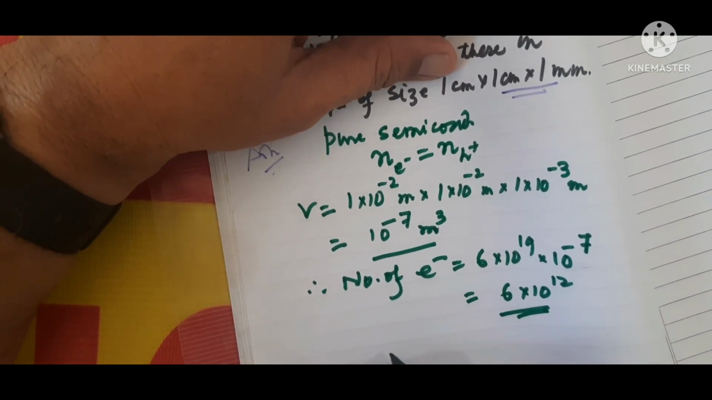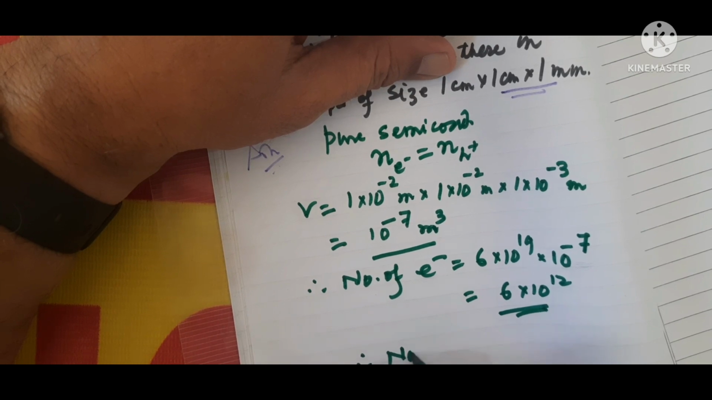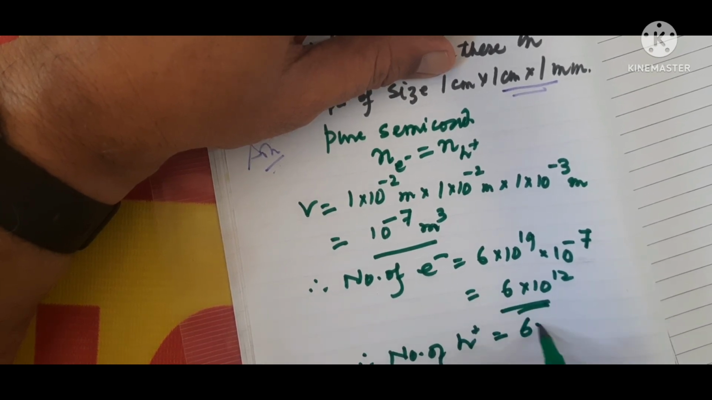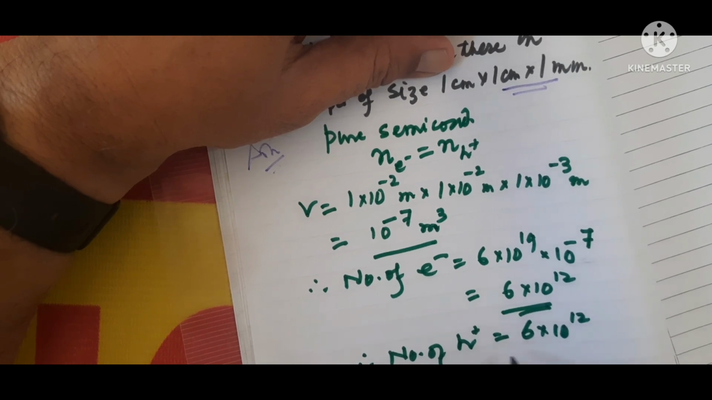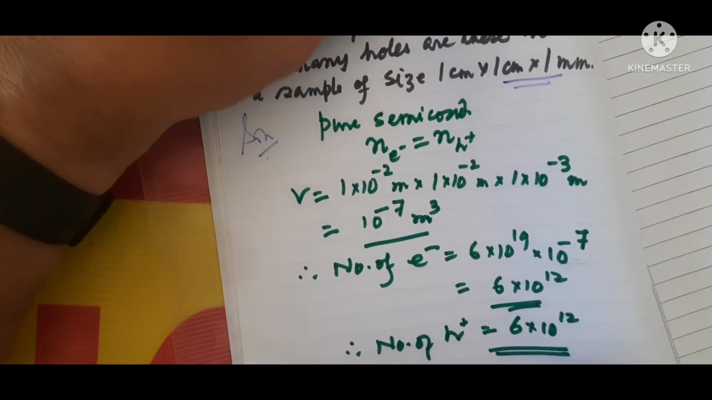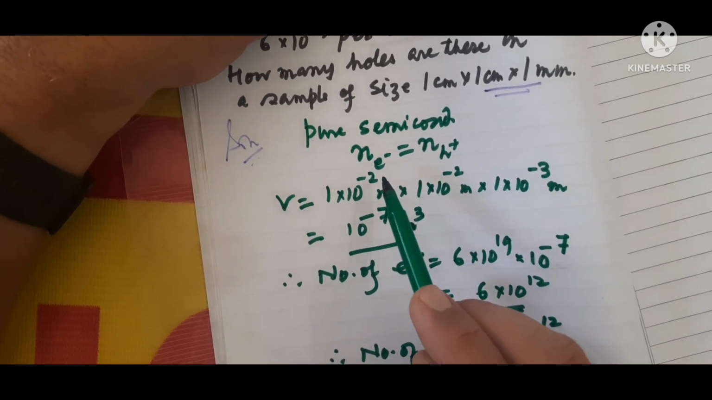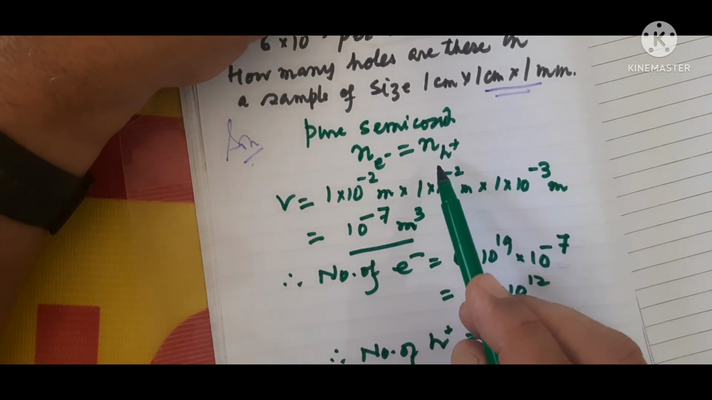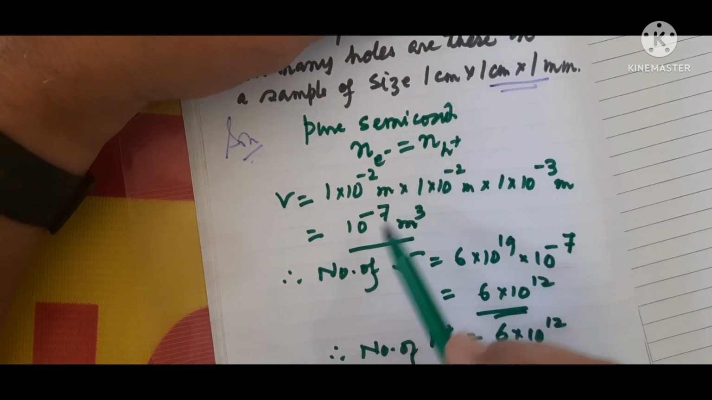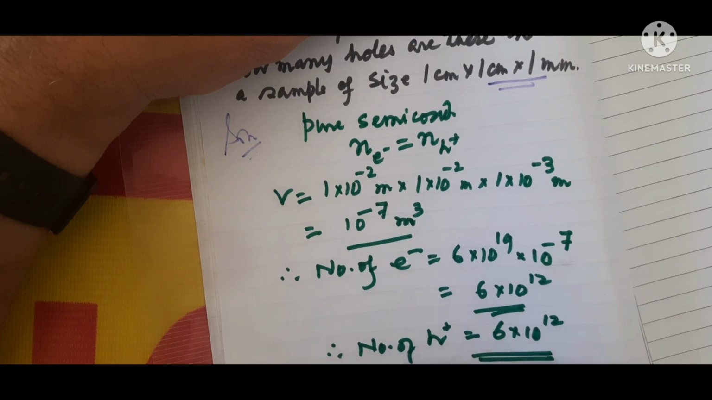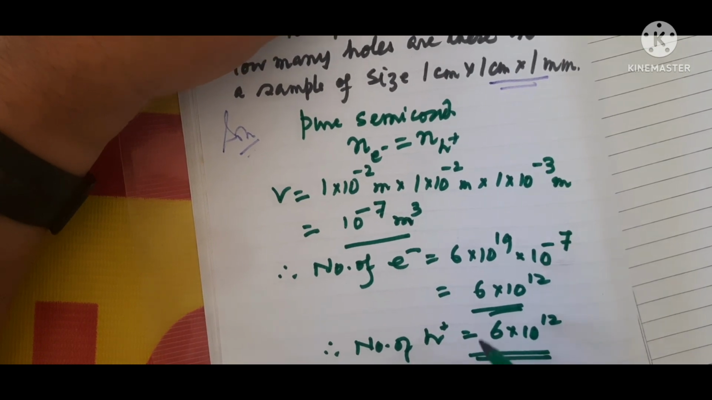Now, if there are this many free electrons, then the number of holes will be how much? Same, 6 into 10 to the power 12. That many holes will also be there, right? In a pure semiconductor the number of free electrons is equal to the number of holes. So, volume is given, the number of free electrons is this much and the number of holes is this much.